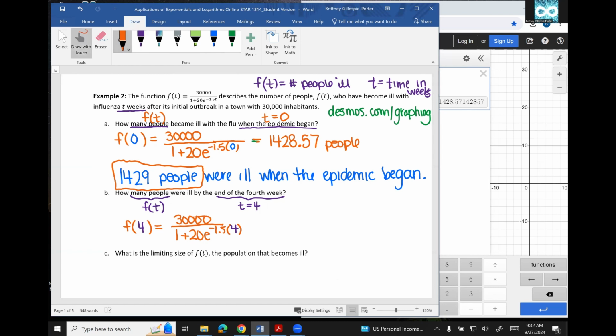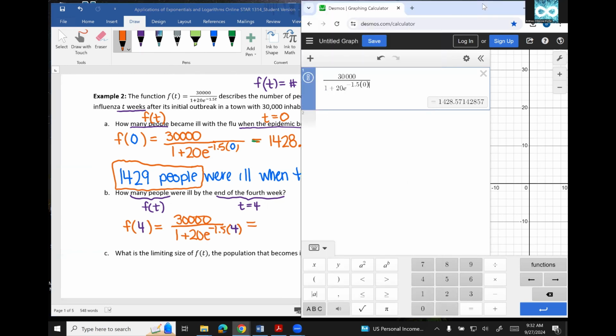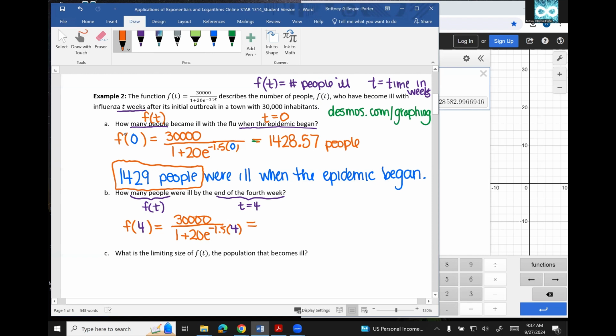And when we go to our calculators, you have to show me how you plug everything in, but you don't have to show me any work from here. If you're working in Desmos, we can highlight the 0 and replace it with a 4. And you can see that we have 28,582.996. Again, that's people. So let's go ahead and write our sentence.